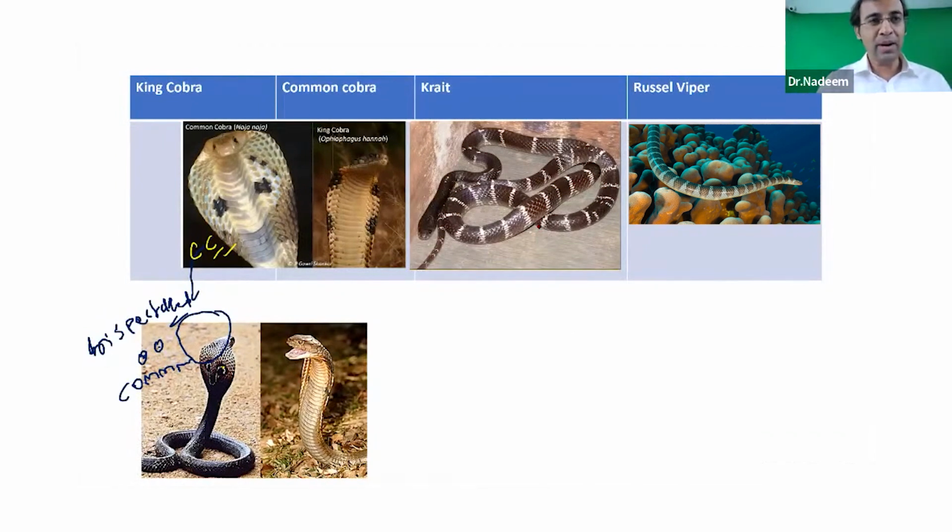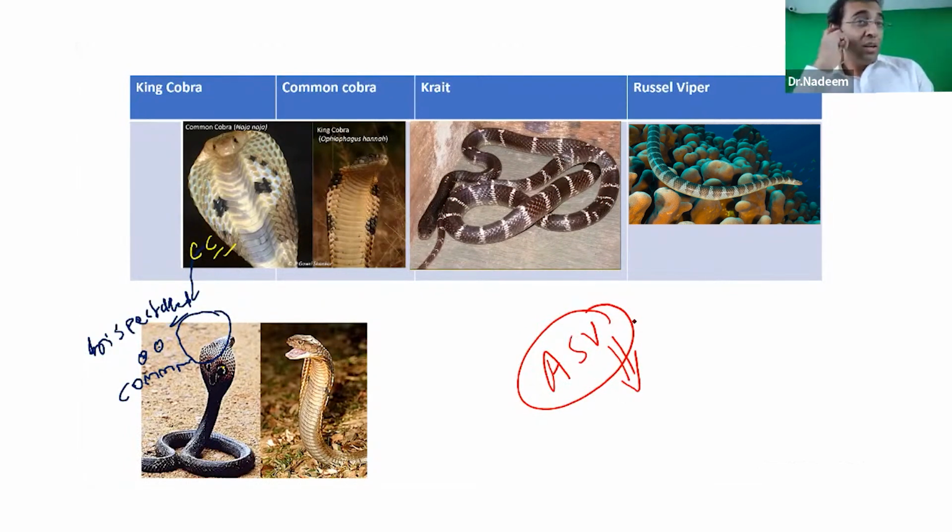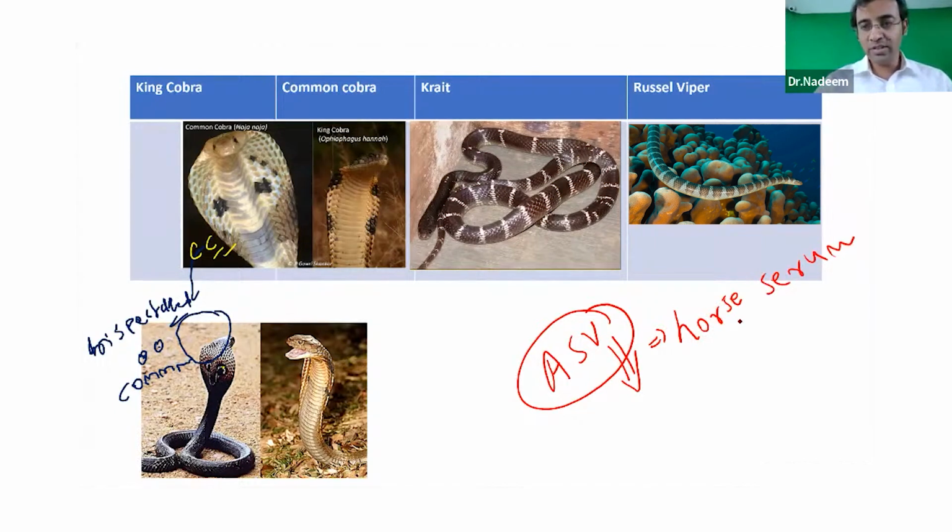Okay, now you tell me, whenever you are going to see a snake bite case, we are using anti-snake venom. So now you tell me, in all conditions, are you going to give anti-snake venom? Not in all conditions, because it is made out of horse serum, and there is high risk of anaphylaxis. So that's why anti-snake venom is always given along with adrenaline.